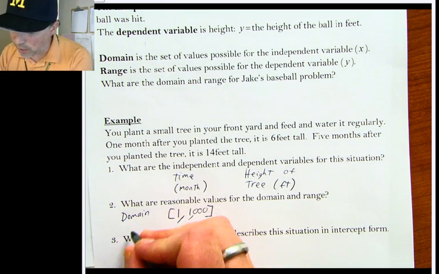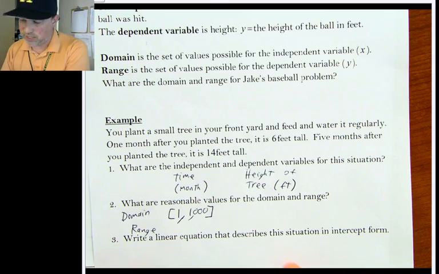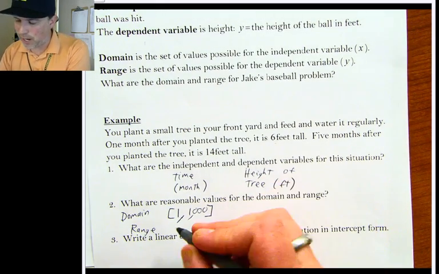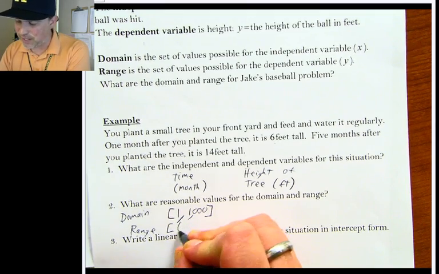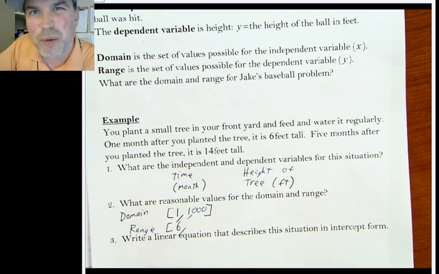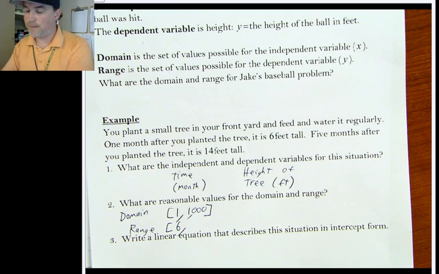Now, as far as the range goes, well, I know that trees grow. That's the general nature of trees. And the bottom height that they tell us about is 6 feet. So I know the bottom part of the range, but I don't really know what the top part of my range is until I actually go and solve part C first.